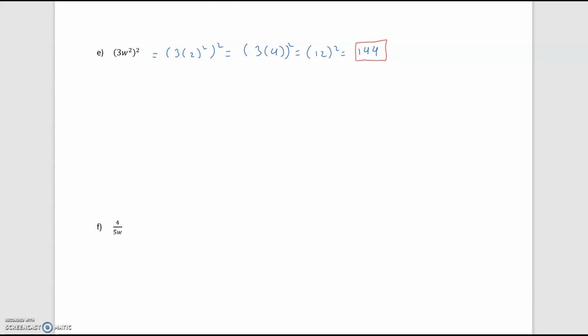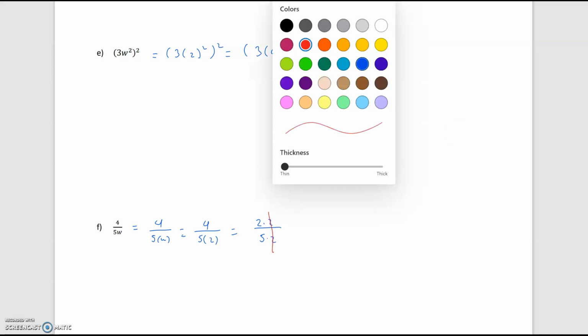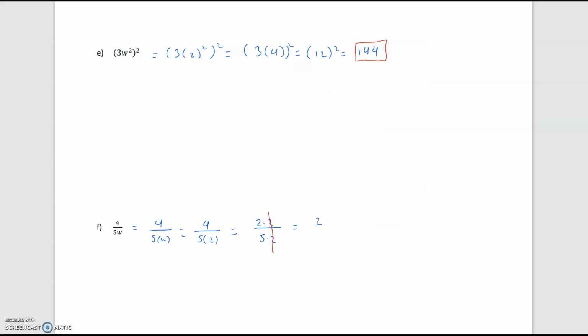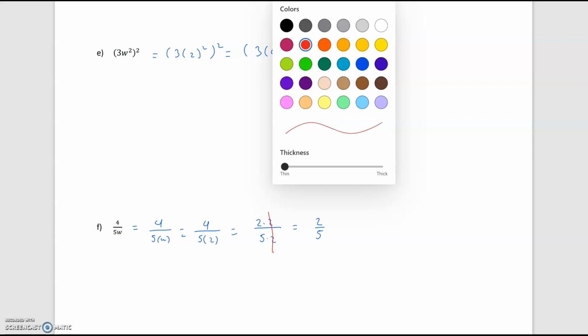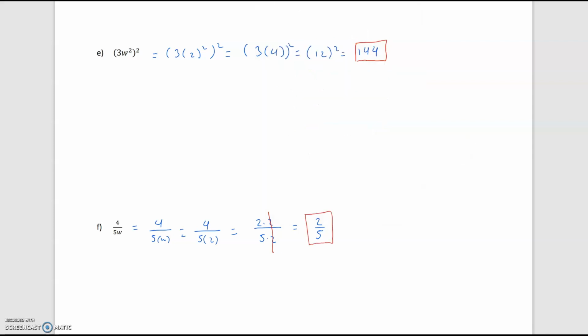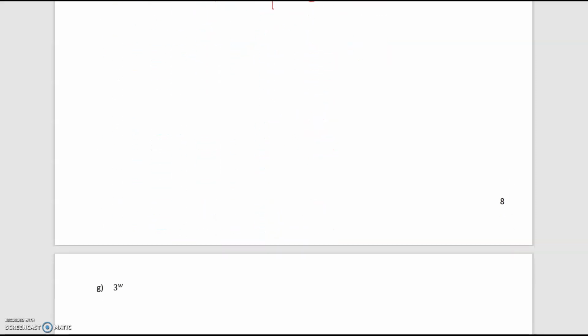On problem F, we have a division. So let me just rewrite it as 4 over 5 times w. This is equal to 4 over 5 times 2. And before we multiply, let me cancel common factors. So let me rewrite it as 2 times 2 over 5 times 2. And then we can cancel the common factors of the 2's. So we end up with 2/5. That's it for F. Let's move on to the next one.